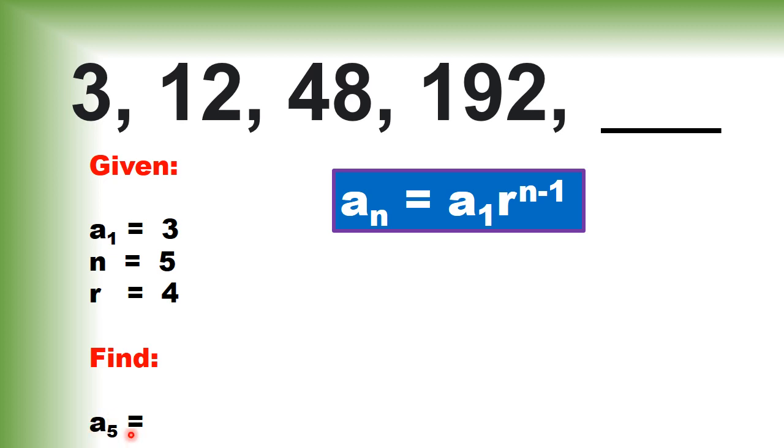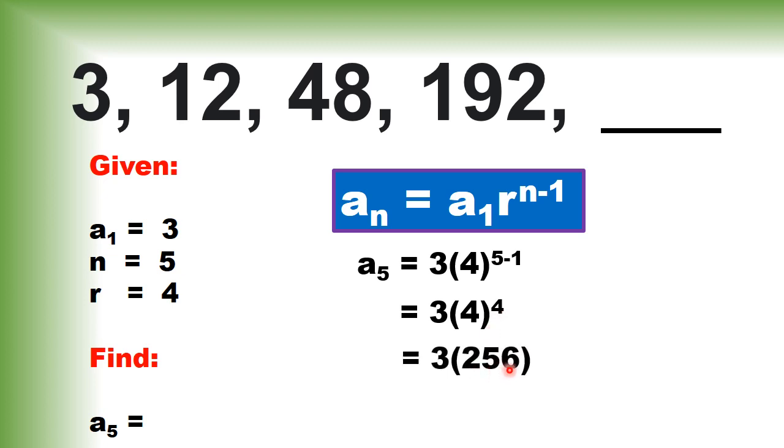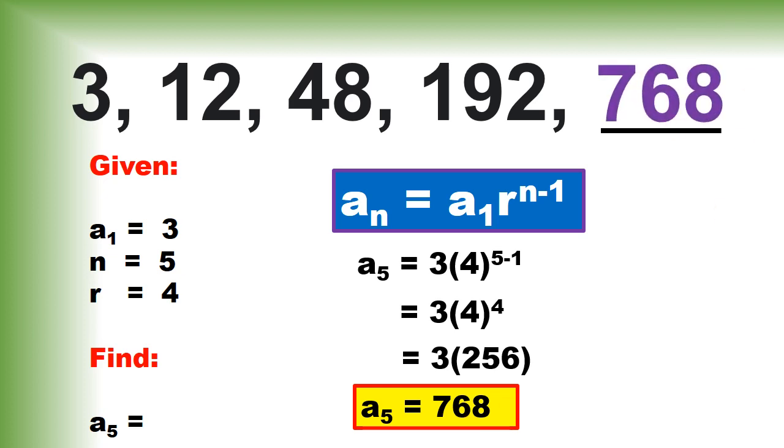So to solve for the fifth term, plug in these values in this formula. So we have a sub 5 equals, a sub 1 is 3, r is 4, n is 5. Perform first the exponent. 5 minus 1 is 4. Then 4 to the fourth power is equal to 256. Then multiply it by 3. a sub 5 is equal to 768. So the answer is 768.